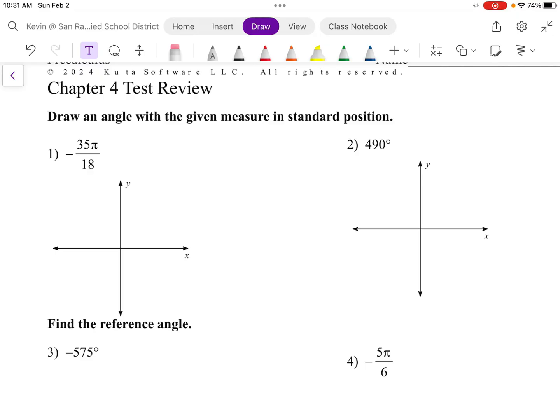All right, this is a chapter 4 test review. There's no graphing on this review. This is other problems, since we've done a lot of other graphing, but let's just quickly look through some of these. So, draw an angle with the given measure in standard position.